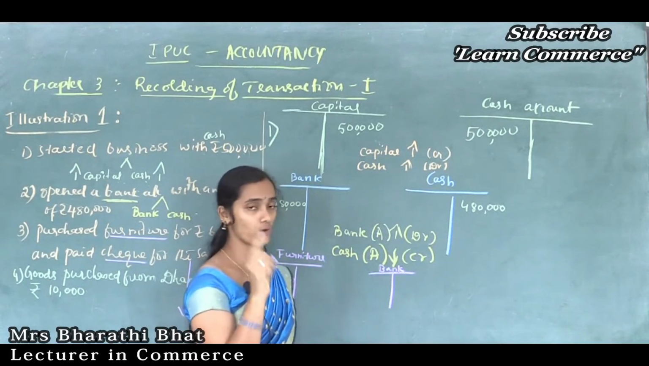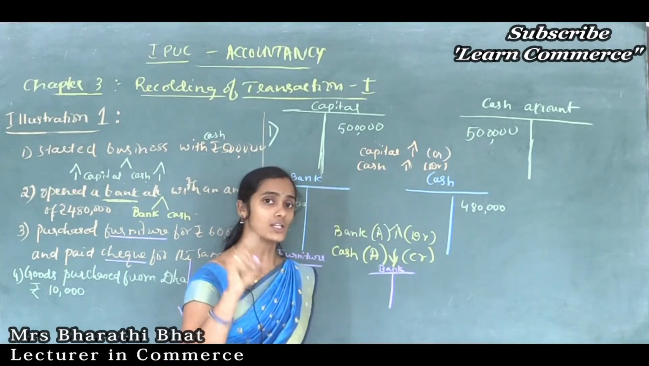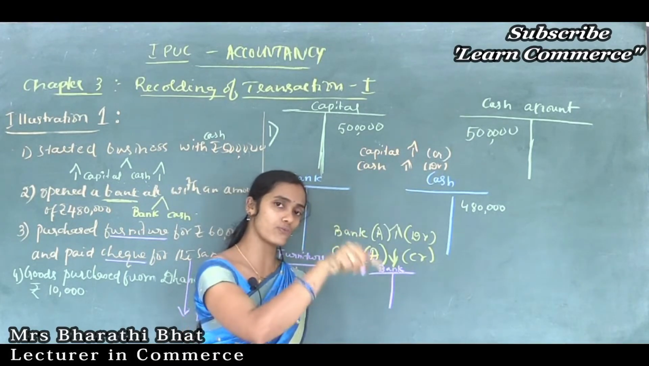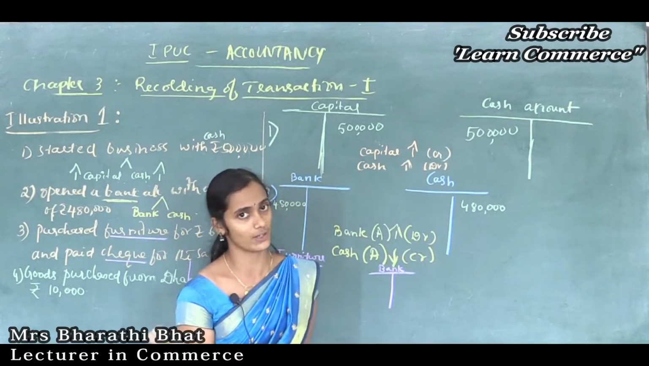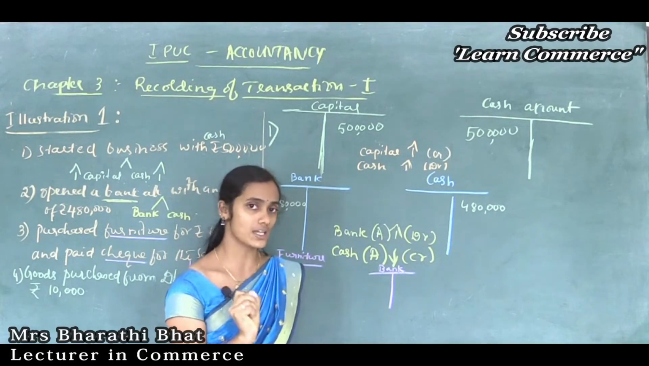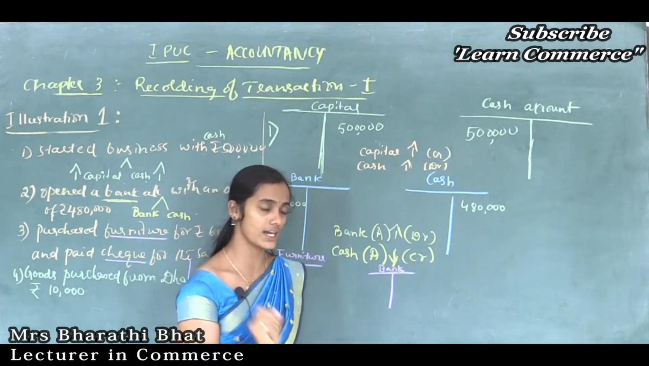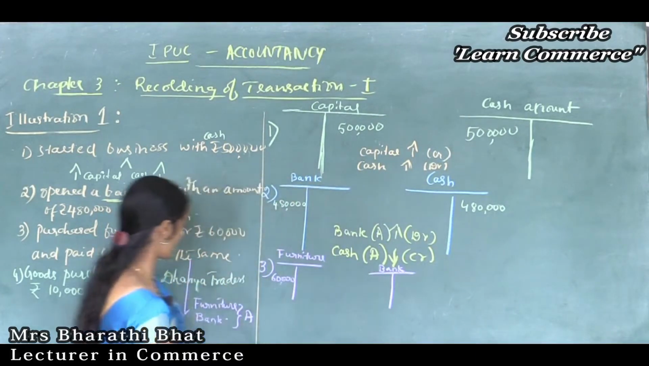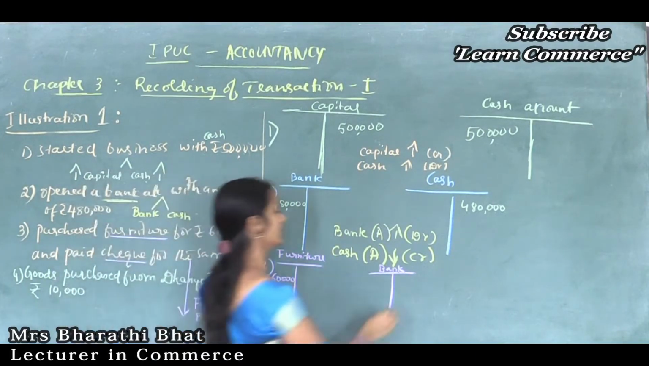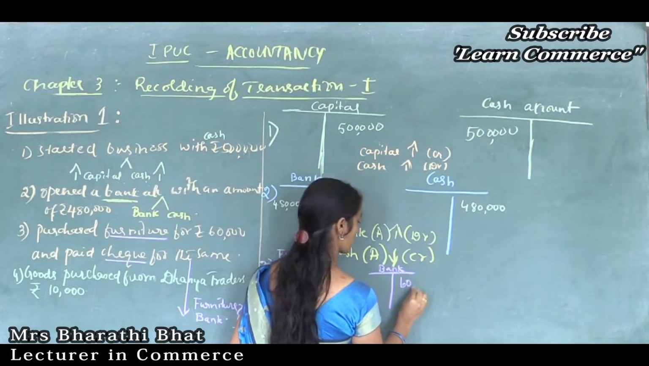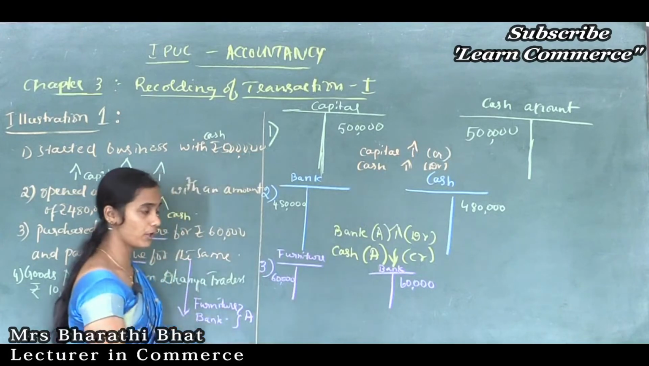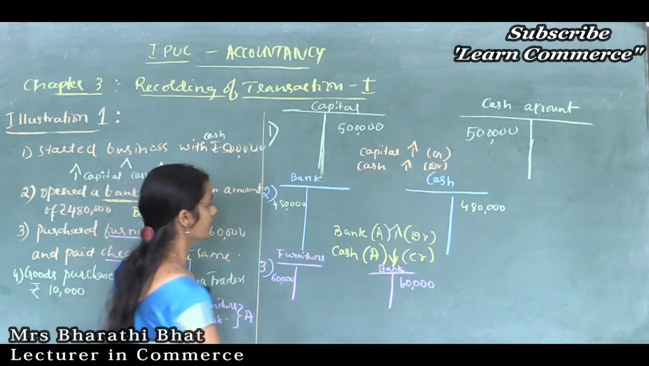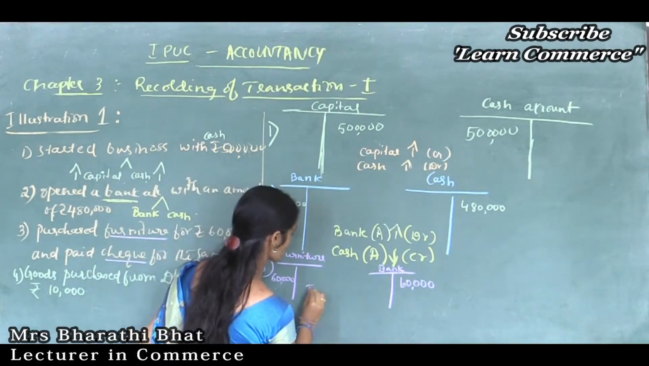Actually we had 4,80,000, now 60,000 was paid out of 4,80,000. Now we have only 4,20,000. So what is the rule? How can we apply the rule here? Decrease in asset, decrease in bank is to be credited. So 60,000 is credited here. Correct? Getting my point?